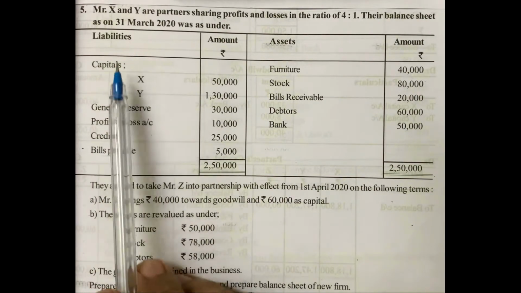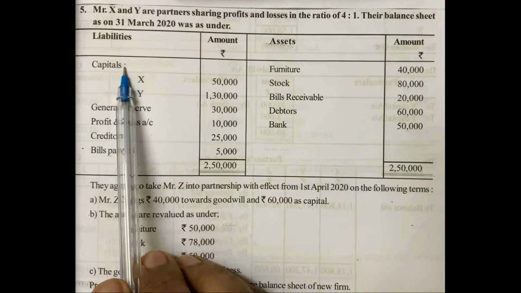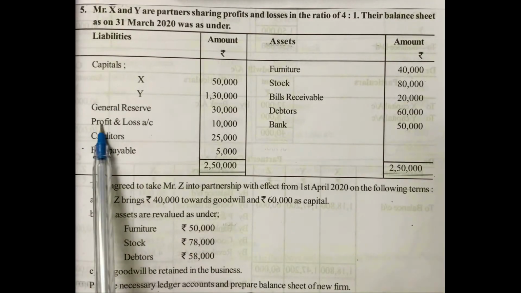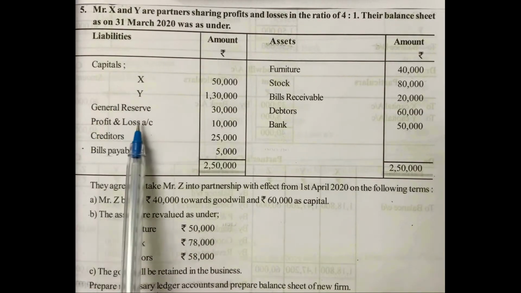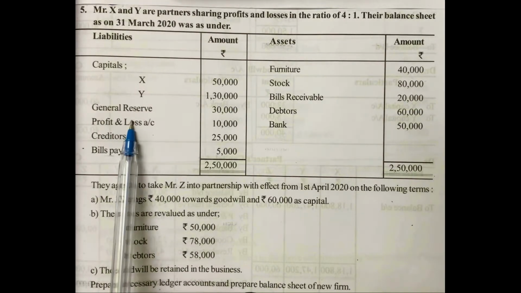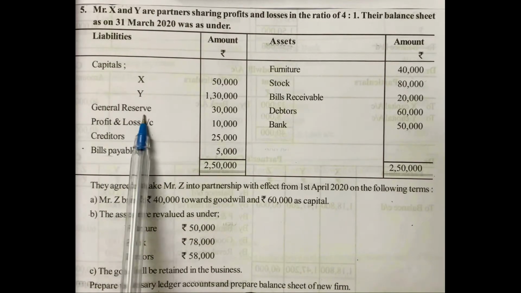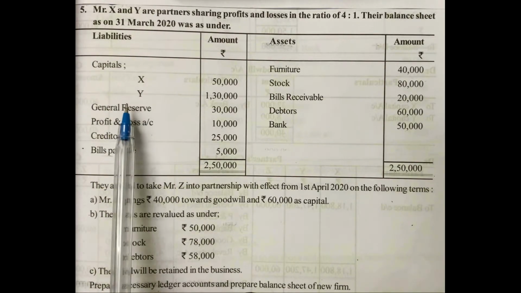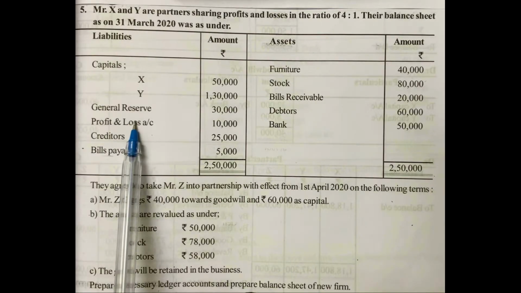Let us start with the liability side. Capitals at the end we show. Come to these two amounts, general reserve and profit and loss account. These two accumulated profits we have transferred to old partners' capital accounts now. Means these two accounts are closed. So in the new balance sheet we should not show these two amounts again.